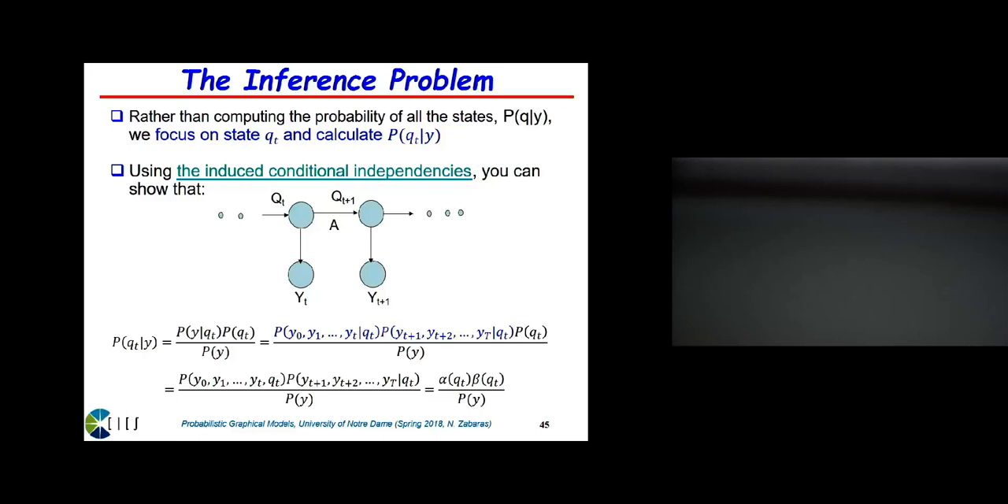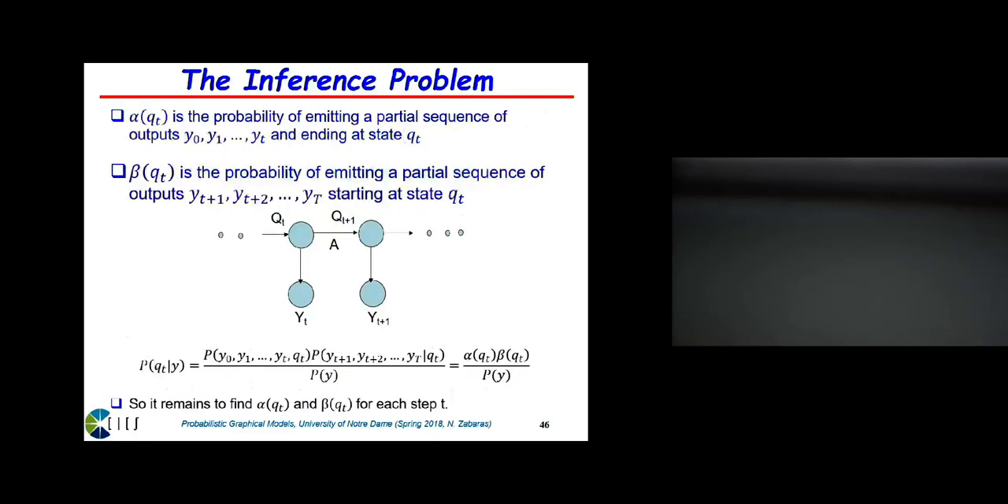The other one is, given that you start at state T, you observe this data. Okay? Now, why do we call this forward and backward messages? We already have actually derived this. I know this is an earlier lecture.